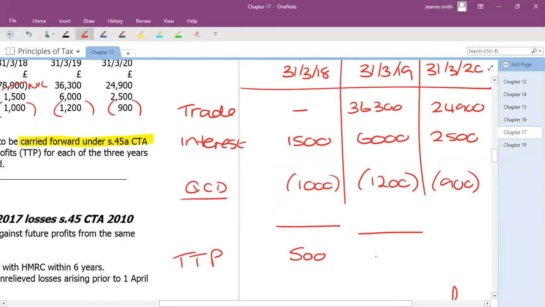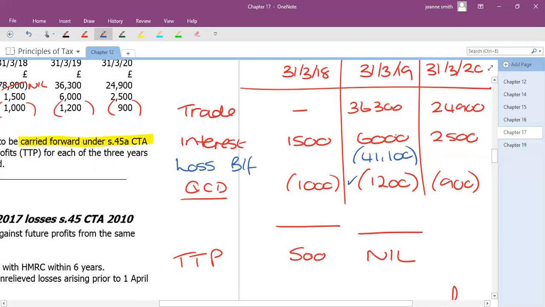So what we're aiming for is for this to be nil. All right, we want to use this QCD here. We don't want to waste it. So if we look at the income above, we've got 36,300 plus we've got 6,000, so that comes to 42,300. If I'm going to have QCD anyway of 1,200, then the loss brought forward that I should use should be 41,100.